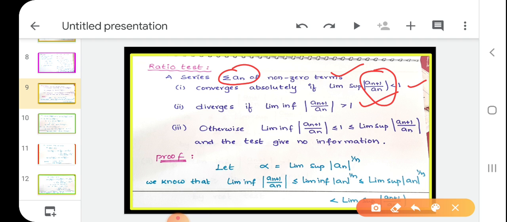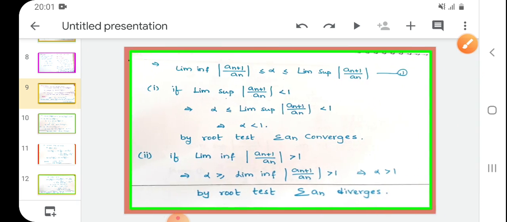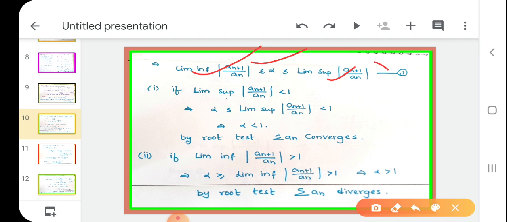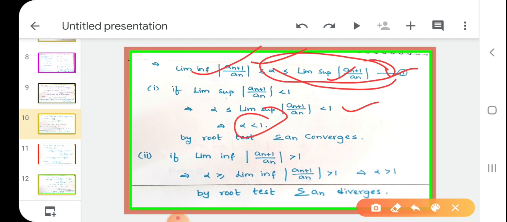For finding this ratio test, first we let alpha equal to the limit supremum of an whole power 1 by n, and write it with this inequality, and take the first and last values and alpha. Now I take only the RHS inequality. Let the supremum of an plus 1 by an be less than 1. Then automatically alpha is less than 1. Alpha less than 1 means by root test it is convergent.